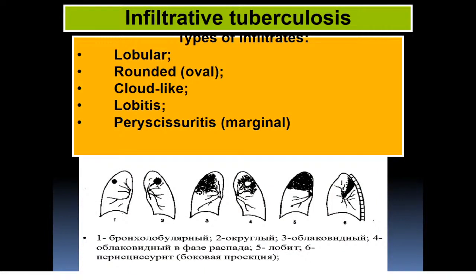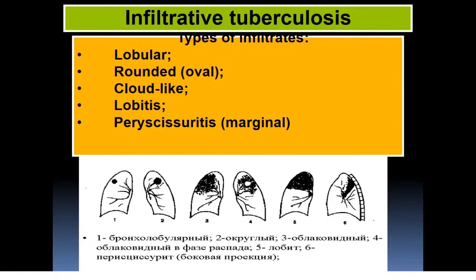There are 5 types of infiltrates. First type is named lobular infiltrate. You can see this infiltrate on the first picture, first scheme, and the size of lobular infiltrate is more often from 1 to 3 centimeters.